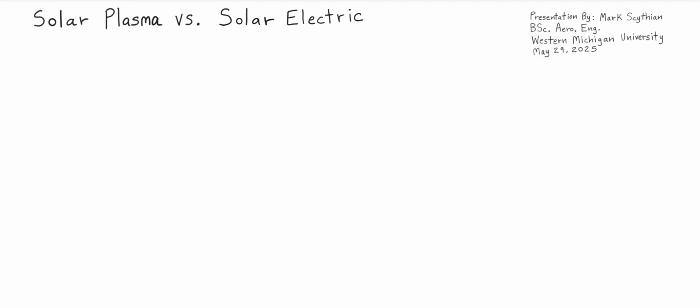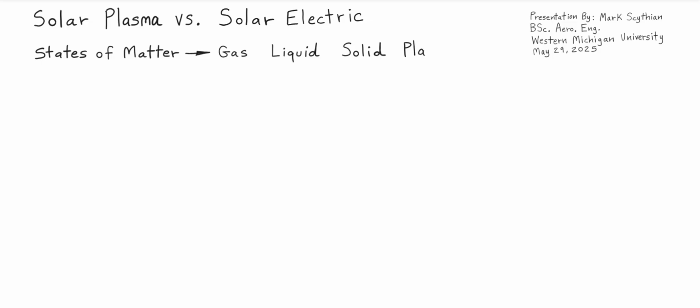So this presentation is going to focus on solar plasma versus solar electric. So we first have to identify the states of matter, which most are familiar with: gas, liquid, and solid. But the most abundant matter, or the fourth state of matter, is known as plasma. And we'll explain that in a second. And then, of course, we have gel. So there's actually 5 states of matter.